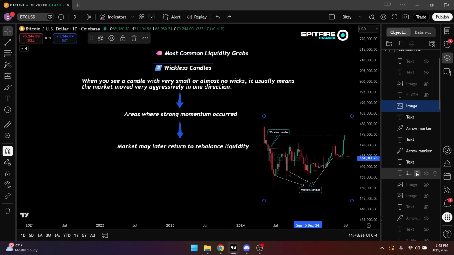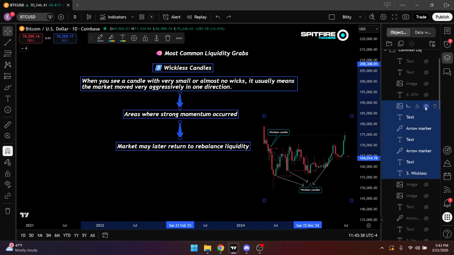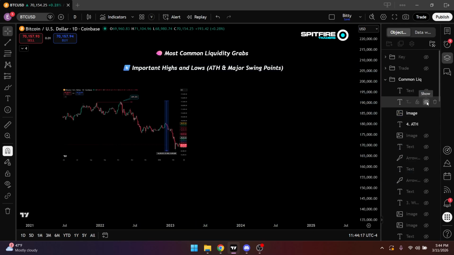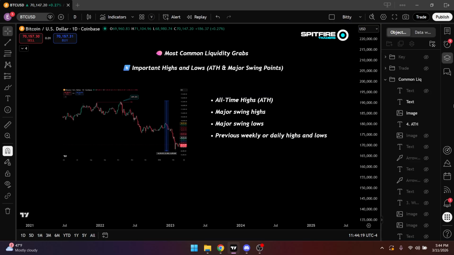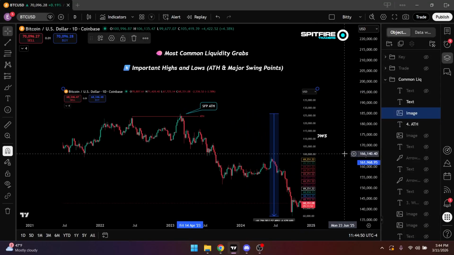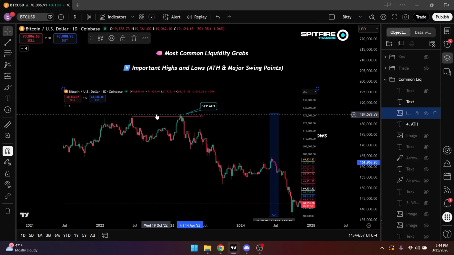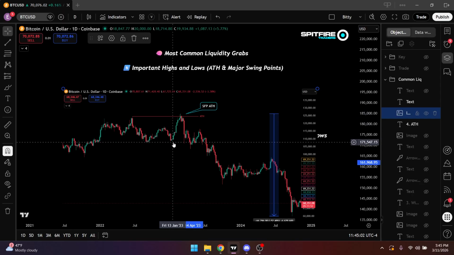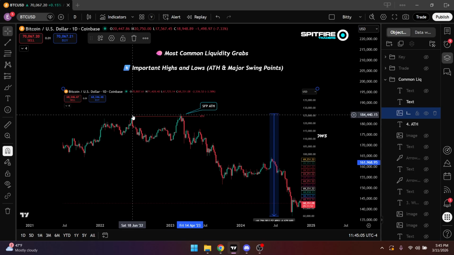The last important liquidity grab is important highs and lows. These include levels like all-time highs, major swing lows, and previously weekly or daily highs and lows. These levels attract a huge amount of attention from traders. For example, when price approaches an all-time high, many traders expect a breakout, and they place buy orders above that level. At the same time, traders who are already short will place their stop losses above the high to protect their positions. This creates a large pool of liquidity sitting above that level.